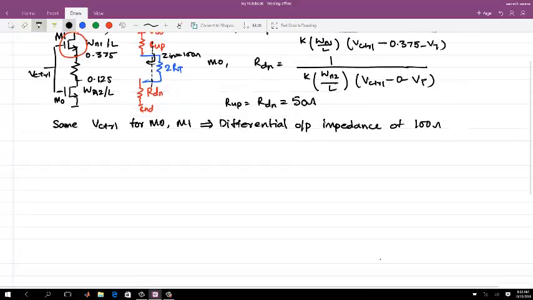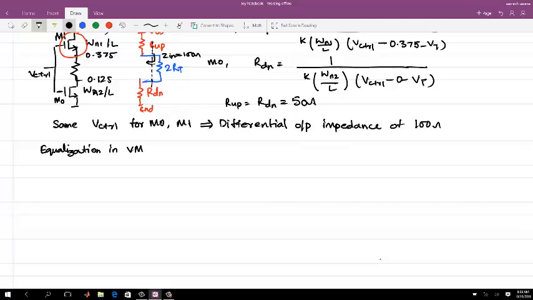Now we move to equalization in voltage mode output driver. Since we have already seen that a current mode output driver consumes 4 times the current of a voltage mode output driver, it makes sense to do the equalization also in a voltage mode output driver. So let's begin with a simple equalization.